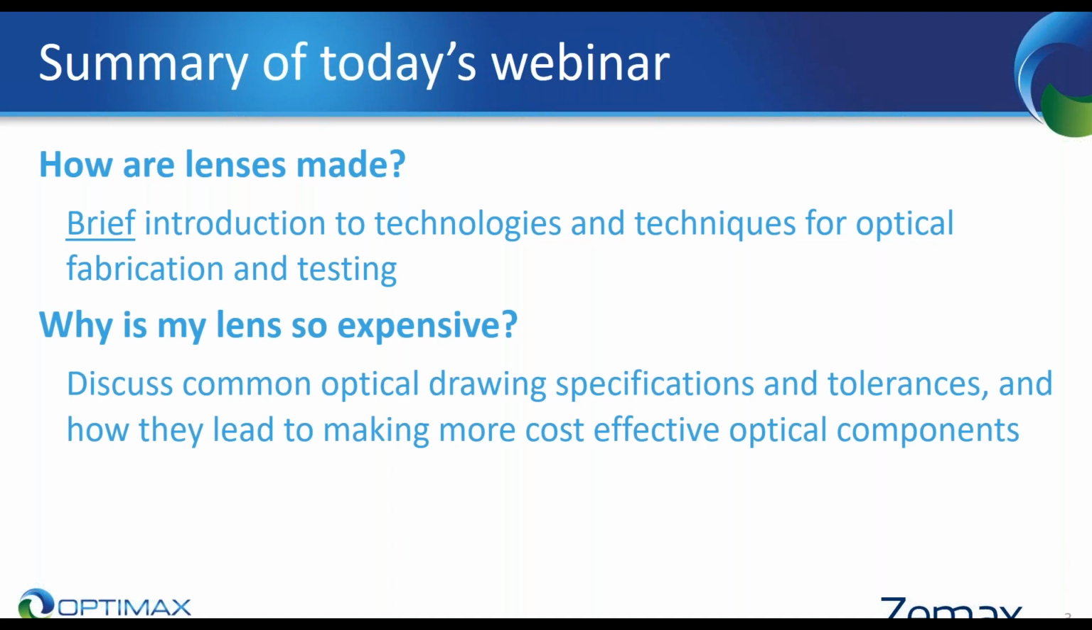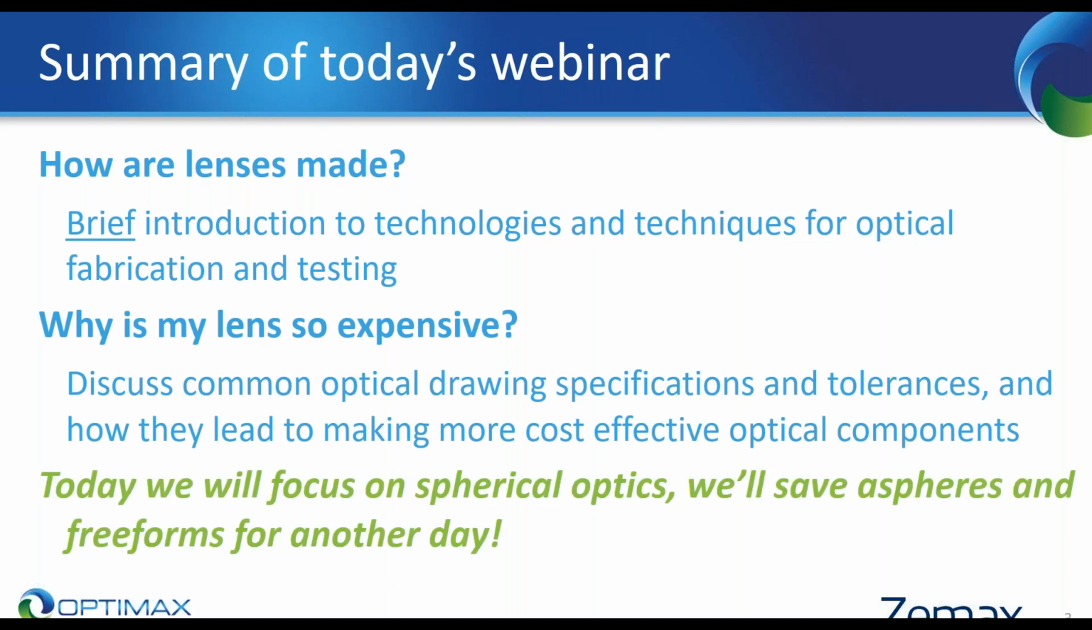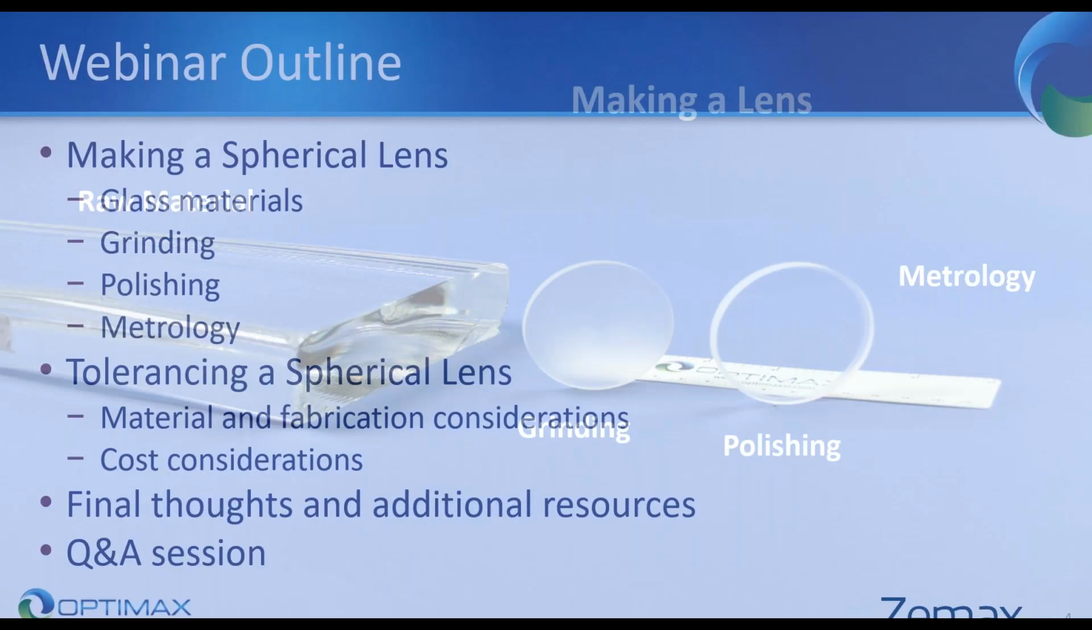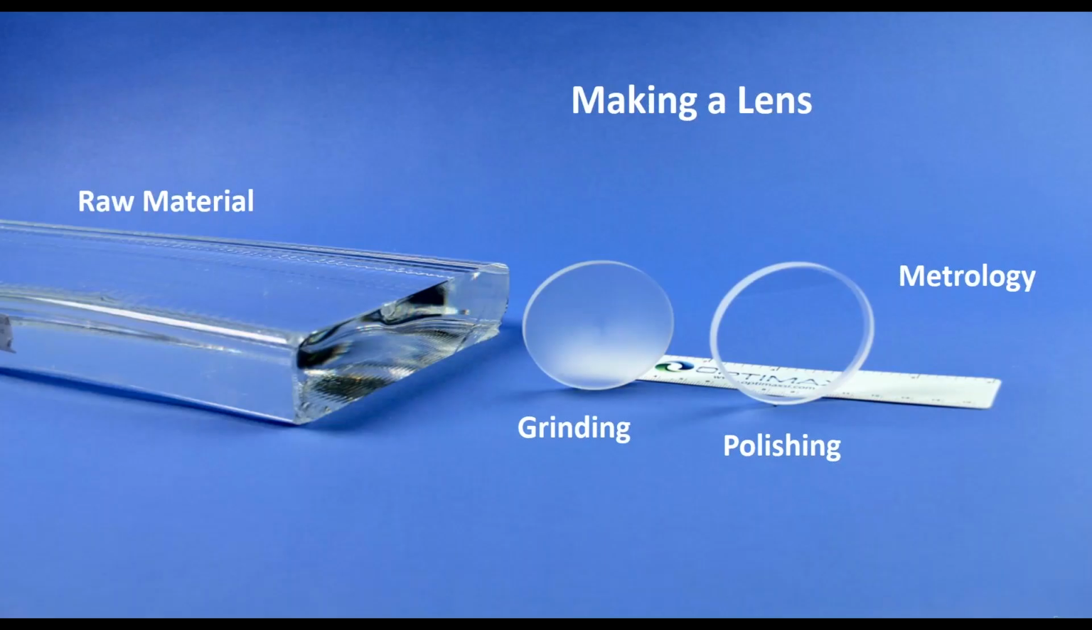I'm going to discuss a few common optical drawing specifications and how they lead to making more cost-effective optical components. As I mentioned, we're short on time, we only have 45 minutes, so I'm going to focus on spherical optics, and in the future, we'll have time for aspheres and freeforms on a different day. So let's get started. We're going to talk about making a spherical lens, glass materials, grinding, polishing, metrology, tolerancing a spherical lens for material and fabrication considerations as well as cost, a few final thoughts, additional resources, and as Chris mentioned, a Q&A session.